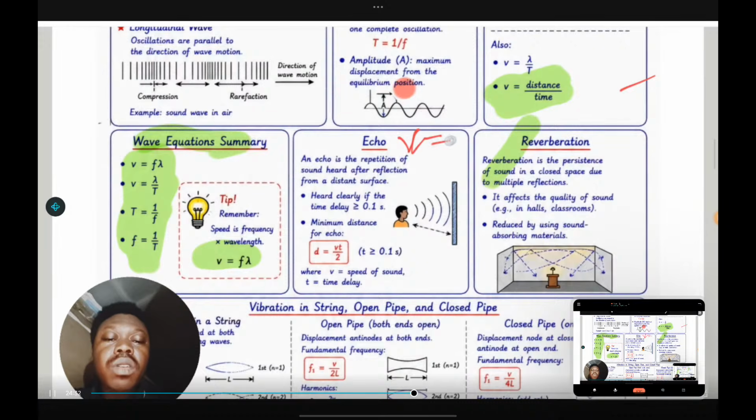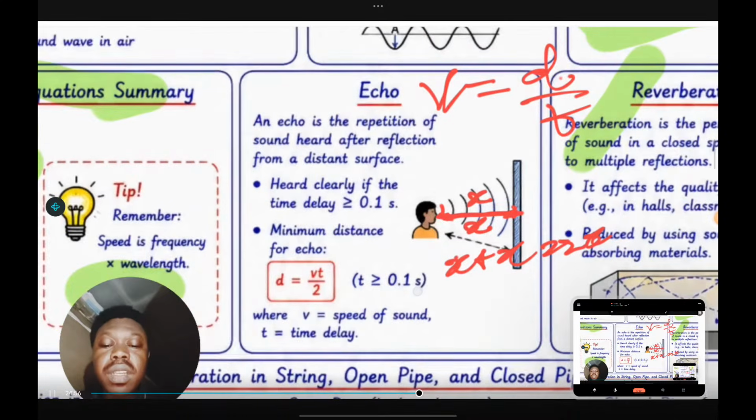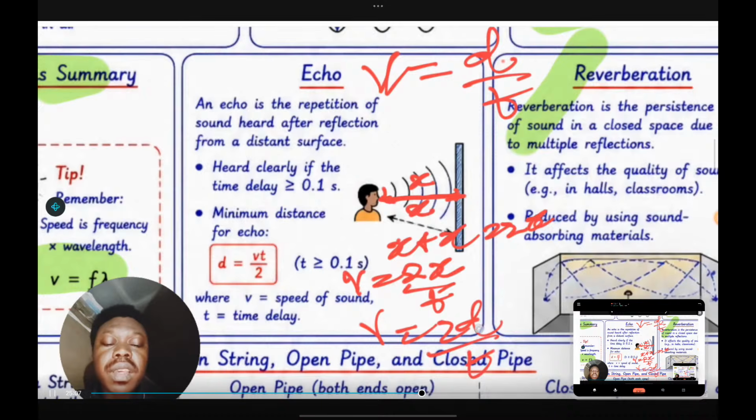we know that V equals distance over time, isn't it? So because of echo, the man's voice will move from here to hit this surface and then return. Moving here, I have X. In returning, I have X. So X plus X will give me 2X. That's why I'm having 2D here. So here it means V equals 2X over T, or you can say V equals 2D over T. If you make D the subject of the formula, you obtain this particular formula. I hope you are learning from this.